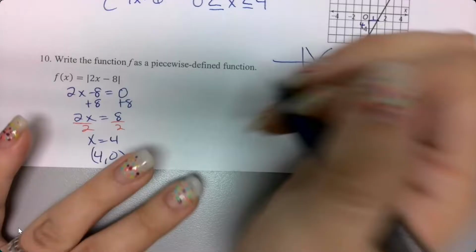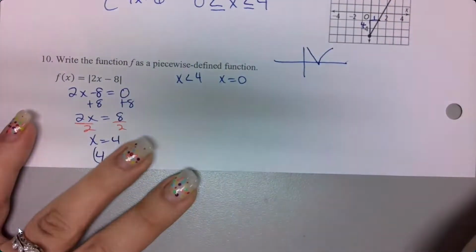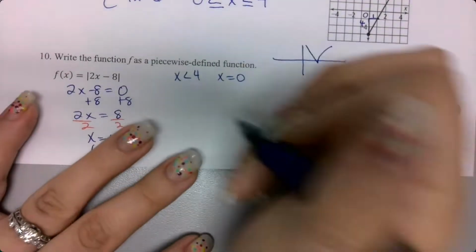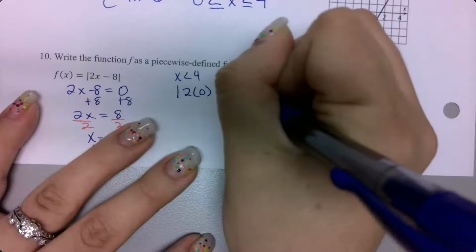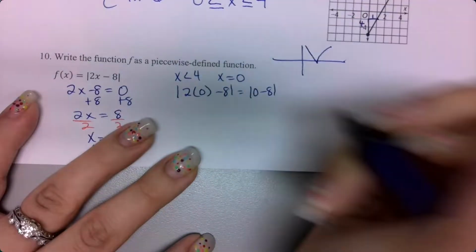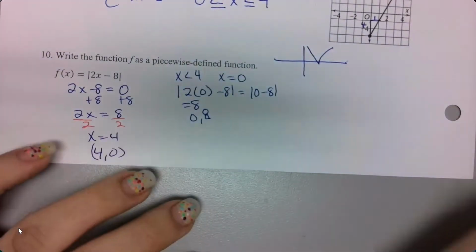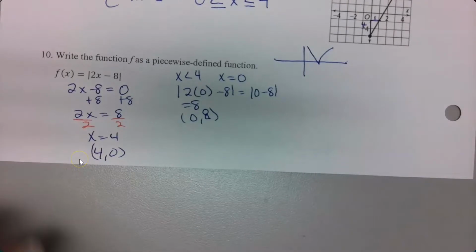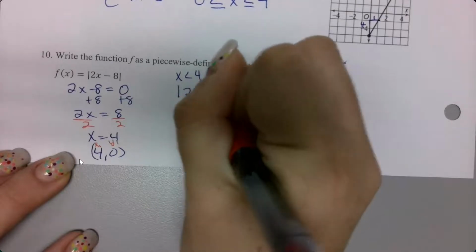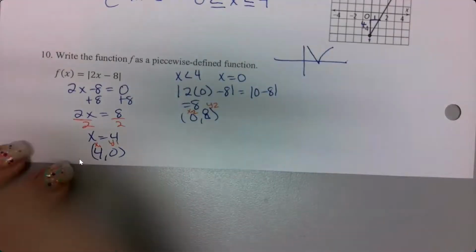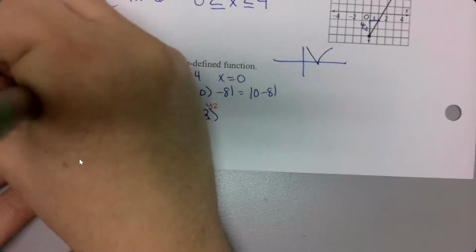So now I want to pick a point less than 4. I am going to do x equals 0 to make my numbers easier on me. I'm going to plug in 0. So I'm going to have the absolute value of 2 times 0. 2 times 0 is 0, minus 8 is 8. So I have the point 0, 8. I want to go ahead and find my slope. I'm going to use this as x1, y1, and this one is going to be x2, y2. If I forgot, my slope formula is y2 minus y1 over x2 minus x1.